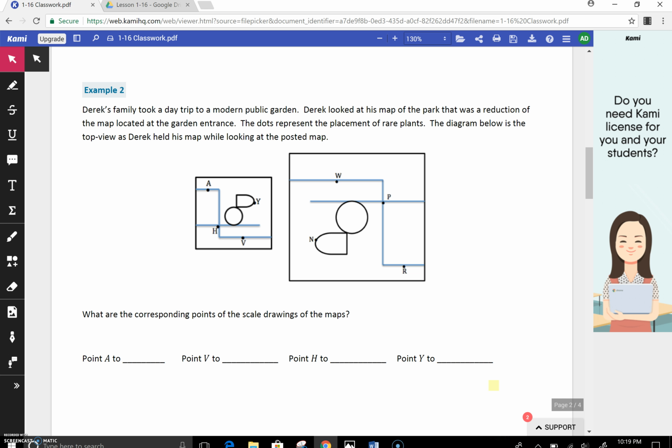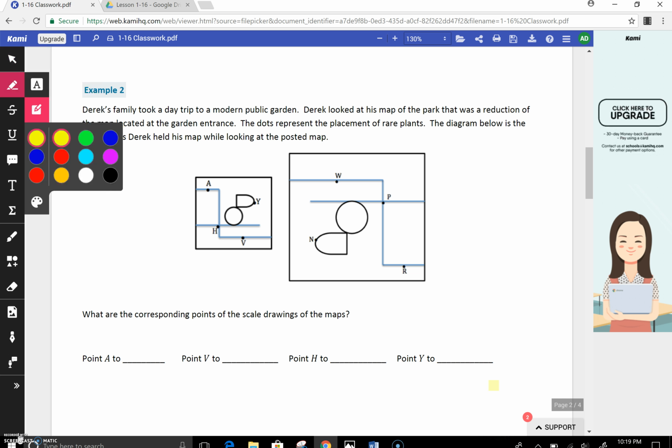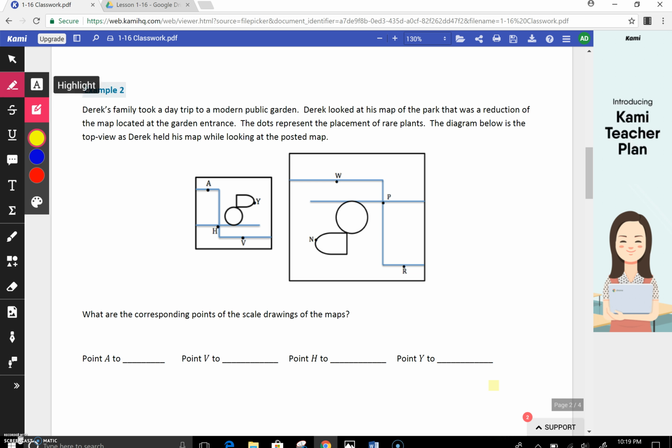Moving on to example 2, we'll have another vocabulary term here. But let's read the paragraph and highlight things that are important. Derek's family took a day trip to a modern public garden. Derek looked at his map of the park that was a reduction of the map located at the garden entrance. The dots represent the placement of rare plants. The diagram below is the top view as Derek held his map while looking at the posted map.